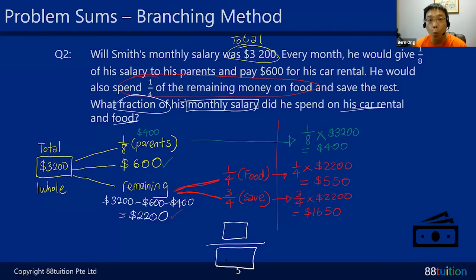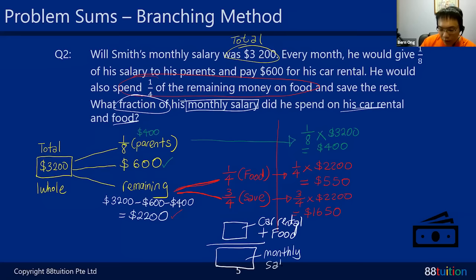Correct. So the focus here, the question says they want the car rental and the food, against his monthly salary. What is his monthly salary? The bottom here is your monthly salary. If they are looking for a fraction, you must know what numbers to put into the fraction. What is the numerator and what is the denominator? Yes. A lot of people say 23/64. Correct. That is your answer.